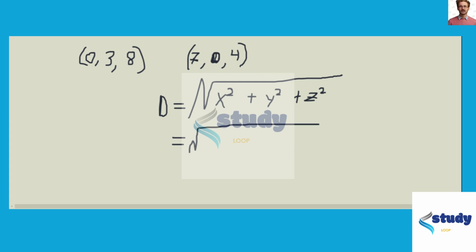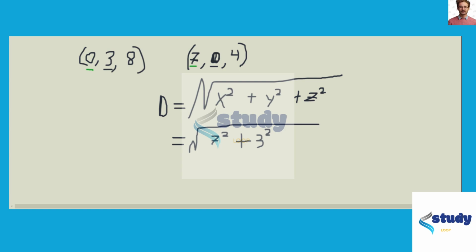So the difference in the x dimension, that's 7 minus 0. That's 7. Plus the difference in the y direction squared. So that's 0 minus 3. So that's negative 3. But since it's squared, that negative isn't going to matter. So we'll just put 3. And it won't matter because negative 1 times negative 1 is positive 1. So we'll just flip it positive.